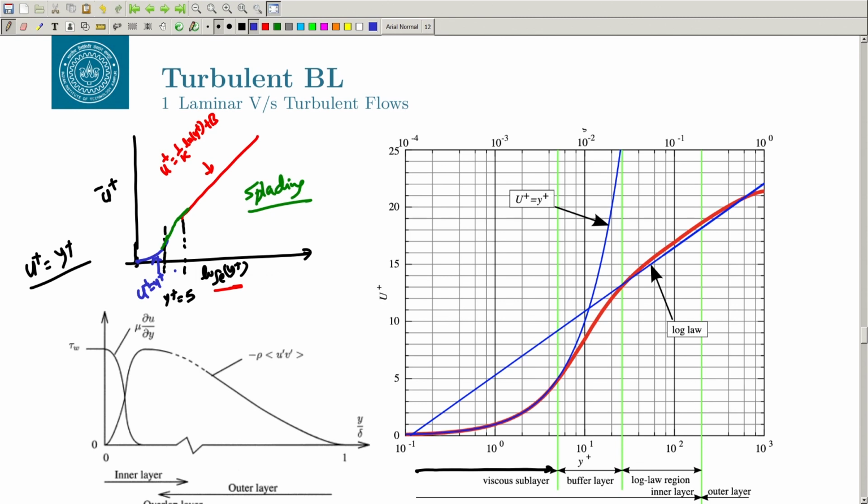So Spalding proposed a law which basically connects this region smoothly, and after that, the law of the wall starts at y plus equal to 30, and it depends on what kind of boundary layer you have. It can go to a very high value. It can go to 500, it can go to 100 or 300. And after that you will have the beginning of the outer layer, where the law of the wake will be applicable. Whatever model we are using must basically predict these values accurately for the mean flow.